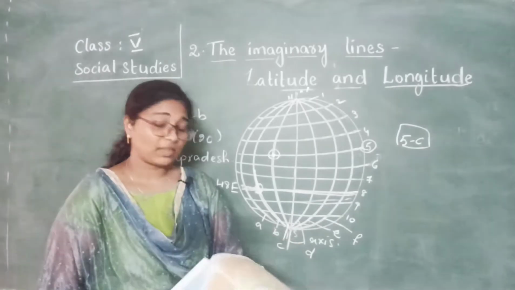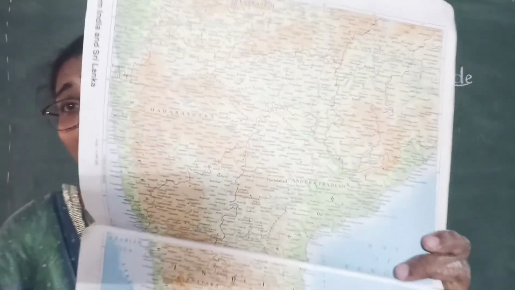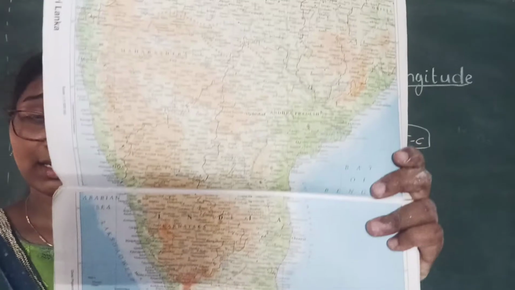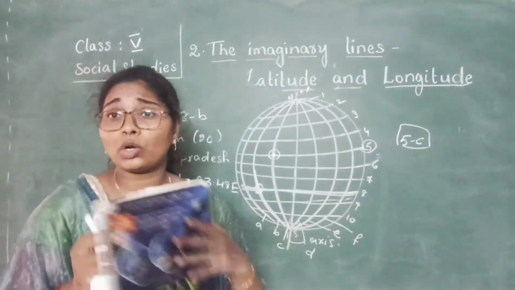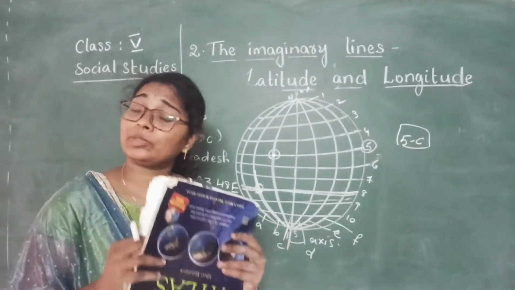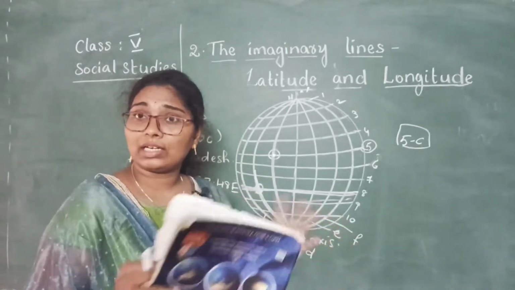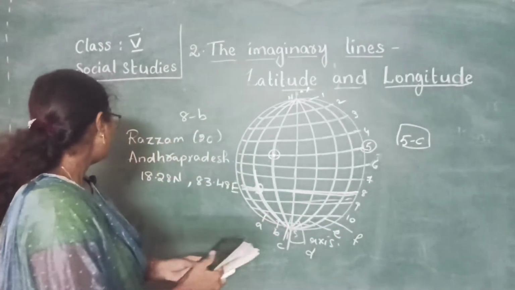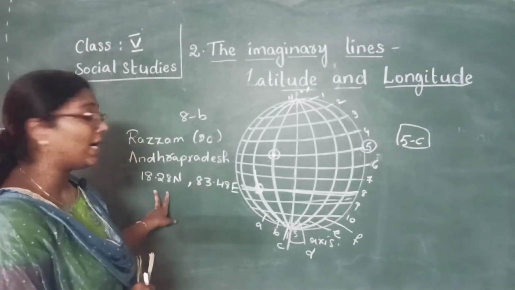This one. As you can see, there are several places, so it will be very hard for you to point out that particular place, right? So this is the old map, Nana. This is before Telangana and Andhra Pradesh were separated. So you have to find these two latitudes and longitudes.